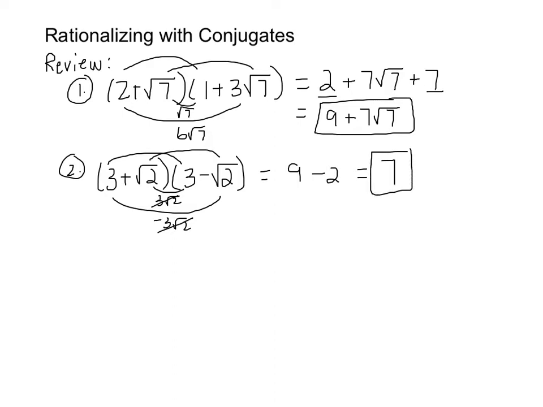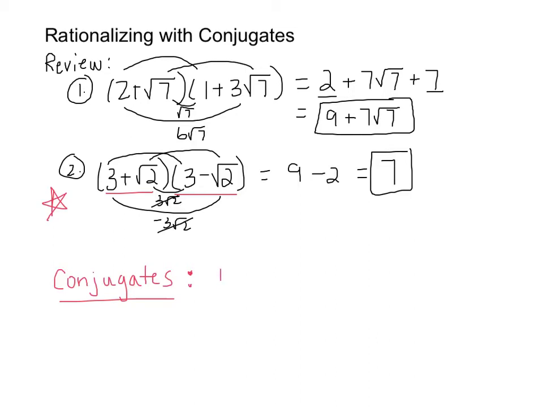This problem number 2 right here, 3 plus radical 2 and 3 minus radical 2, there's a special name that goes with that. Those are called conjugates. You'll recognize a conjugate, and we use it for a couple of different things. We use it with radicals, we can use it with imaginary numbers, and when you get up to calculus and pre-calculus, we look at sine and cosine conjugates.